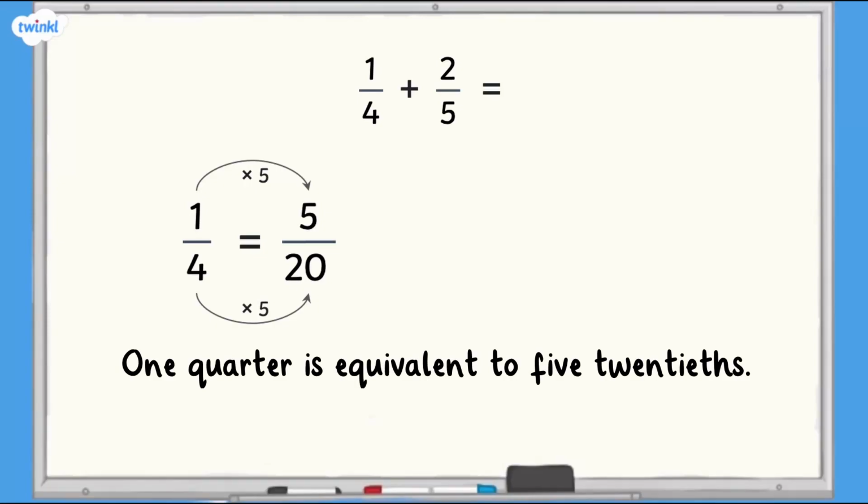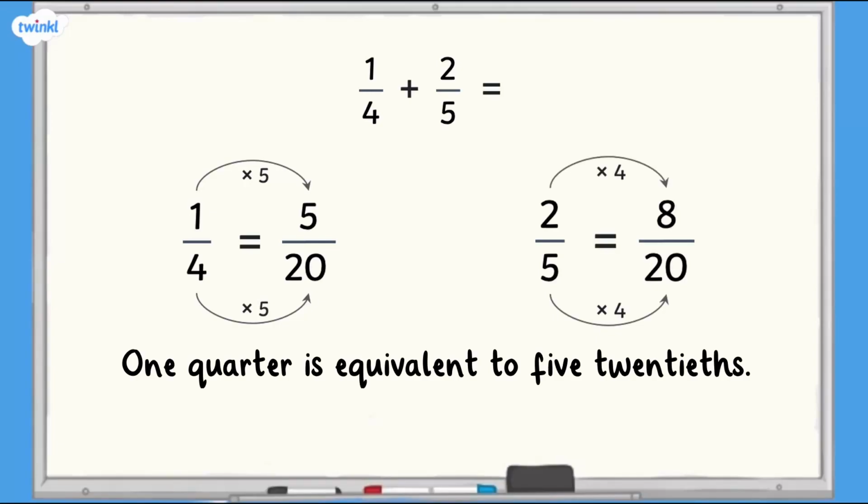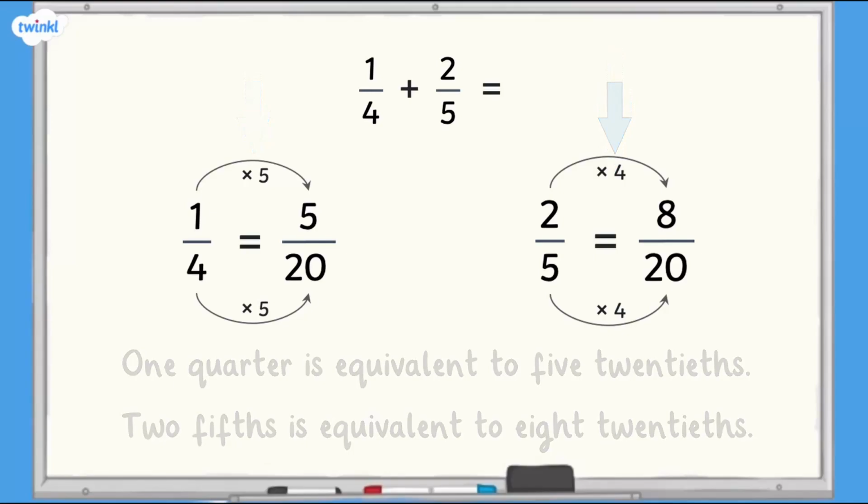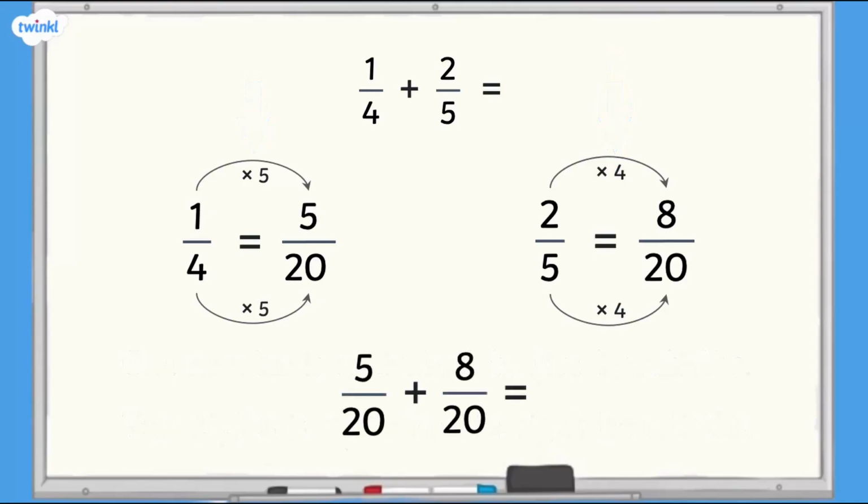Now we need to find the equivalent fraction for 2/5. Again, we know we need the denominator to be 20, so we've had to multiply 5 by 4 to get 20. Because we've multiplied the denominator by 4, we need to multiply the numerator by 4. 2 times 4 equals 8, so 2/5 is equivalent to 8/20. Now we know that 1/4 is equivalent to 5/20 and 2/5 is equivalent to 8/20. We can replace them in our calculation so that we have a common denominator. Our calculation is now 5/20 add 8/20.